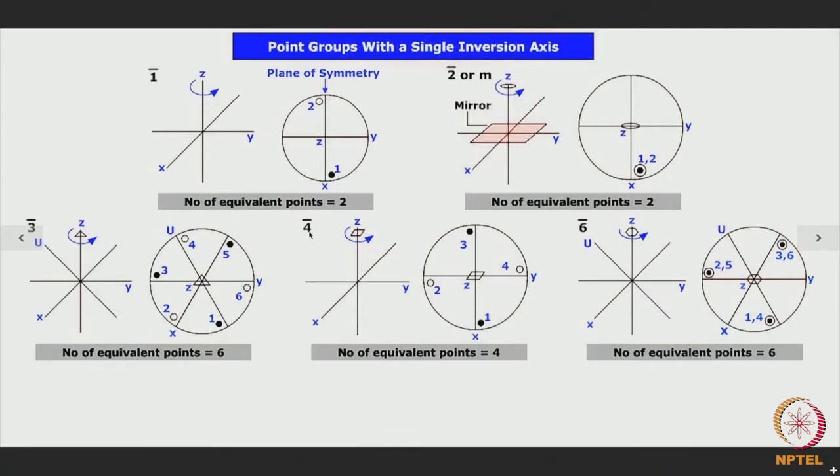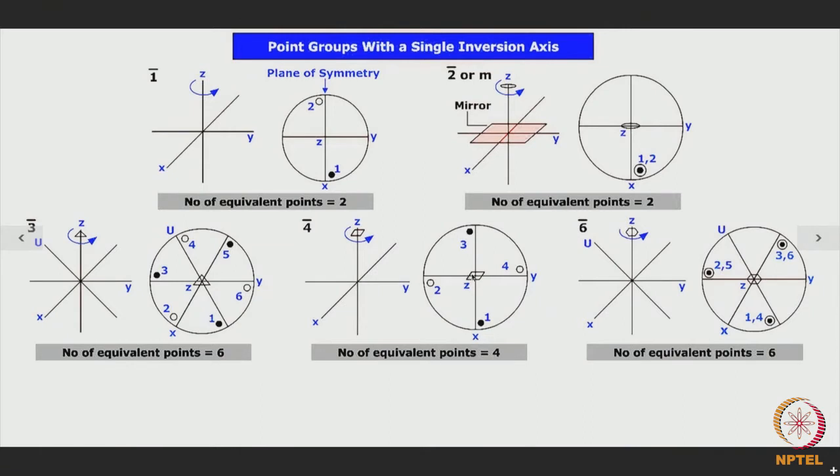the roto inverter bar 4. So, the inverter is taken along the z direction, and as usual when we have the stereographic projection, x will be here, y will be here and z will be over here. So, it is an anti-clockwise rotation that we have assumed all the time.